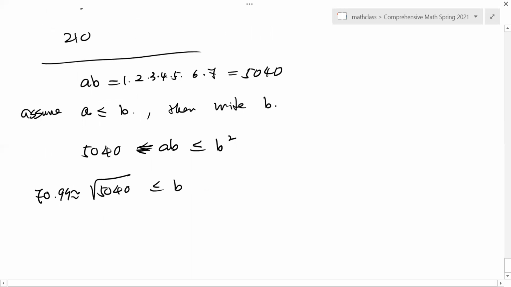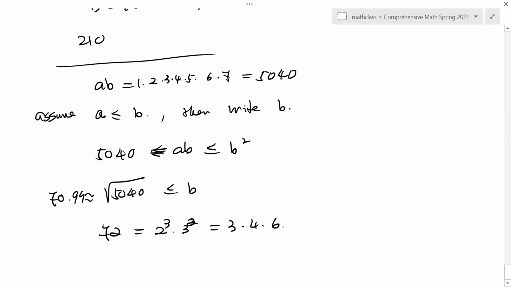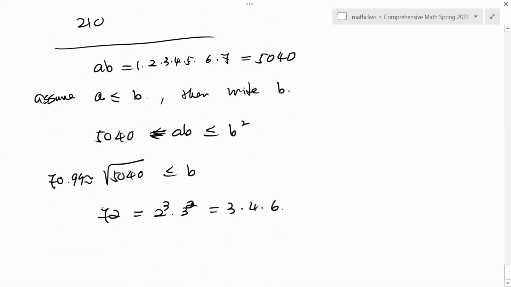So the smallest possible value for B in general, we don't know if we can make it, and we find out 71 is a prime number, right? But the next number you can get is 72. 72 is 2 cubed times 3 squared. Okay, it's going to be 3 times 4 times 6. So this is from the list.